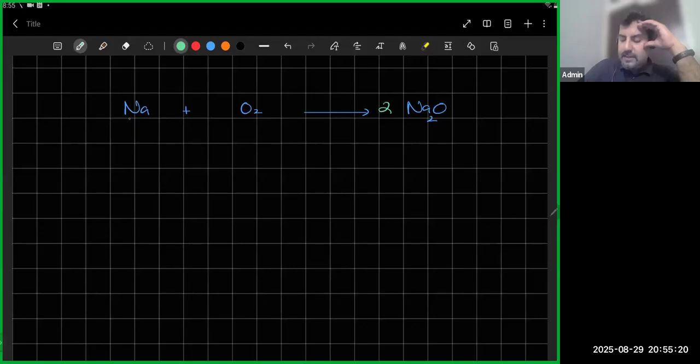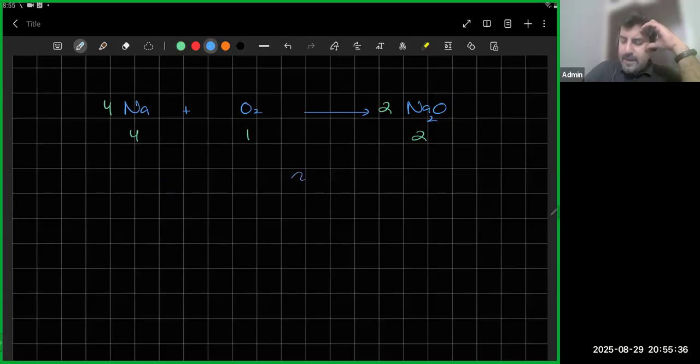So 2 oxygens and there's going to be 4 sodiums, right? So the ratio in which the things are going to be mixed is 4 sodiums and 1 O2, and there's going to be 2 sodium oxides that are produced. So that's the simplest ratio.